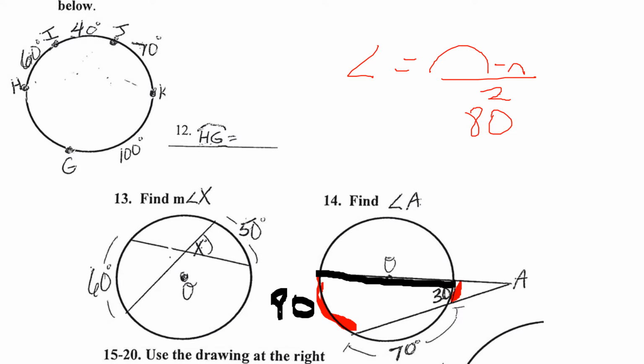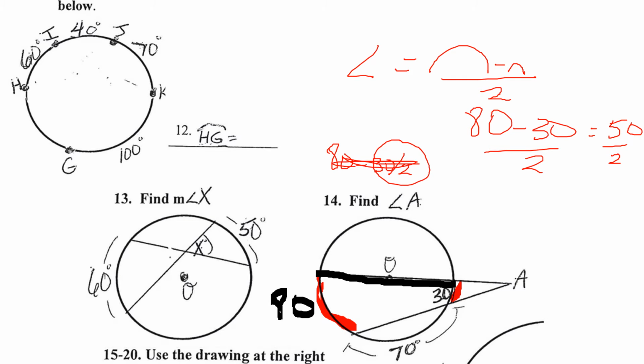So 80 minus the little arc, 30, all divided by 2. Make sure you subtract first, and on the other one, make sure you add first. Get that top answer, and then divide by 2. Don't just take half of 30. If you put in the calculator 80 minus 30 divided by 2, you're going to get it wrong, because it's going to work that first instead of doing the top part first. So you should get 25.